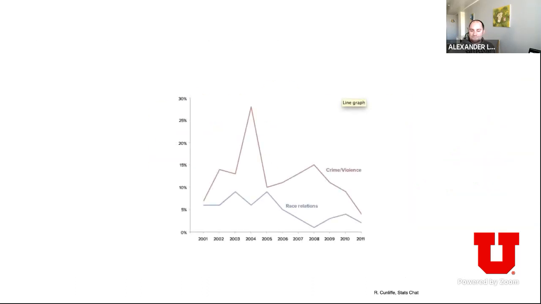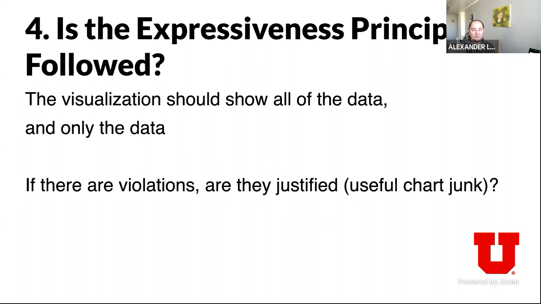Great. So any questions about this so far? Great. So the next question you should ask yourself is: is the expressiveness principle followed? Does the visualization show all of the data and only the data? And this isn't binary, right? So here, we talked about this, if there are violations of this principle, are they justified? Is this a useful chart chunk? For example, are there completely unnecessary grid lines that just don't make any sense?